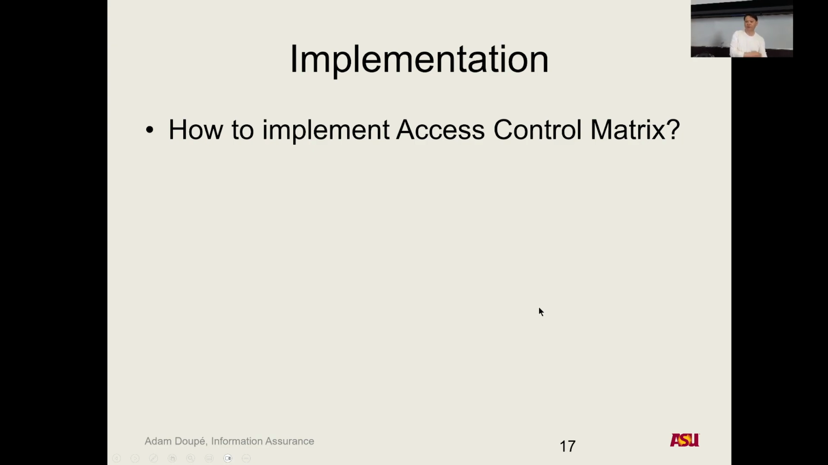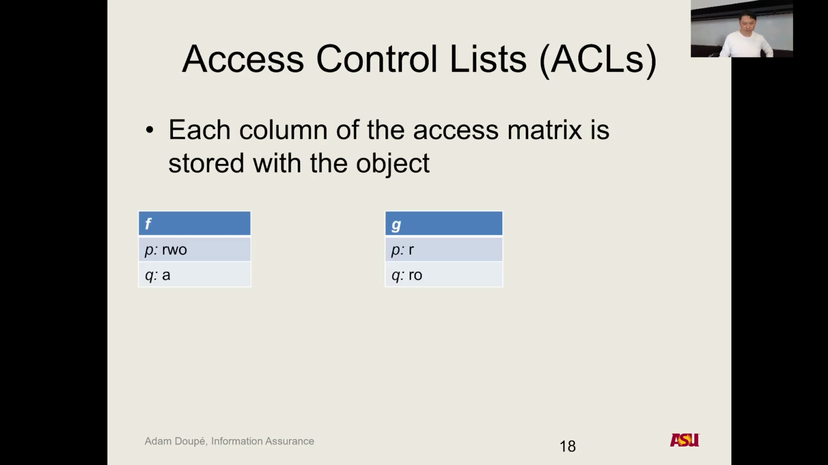Okay, how to implement the practical actual access control matrix? Let's think about these steps. The best easy way to implement access controls, we can start with the ACL, the access control list. It is not so different from the previous matrix tables, but they are separated based on subject and object.